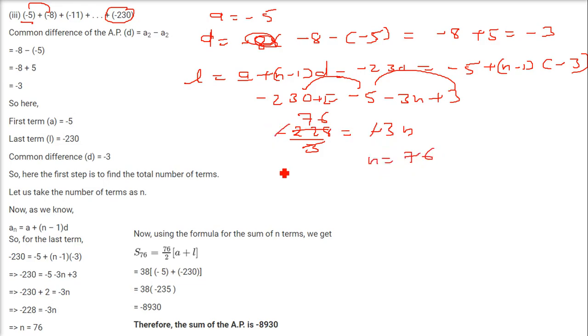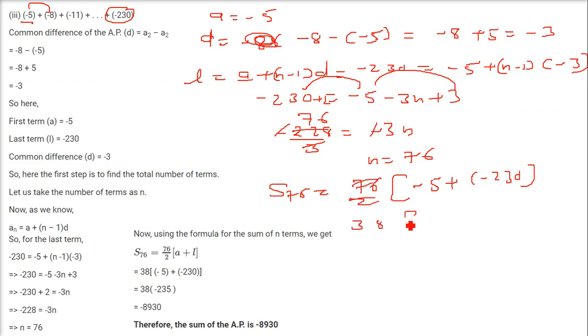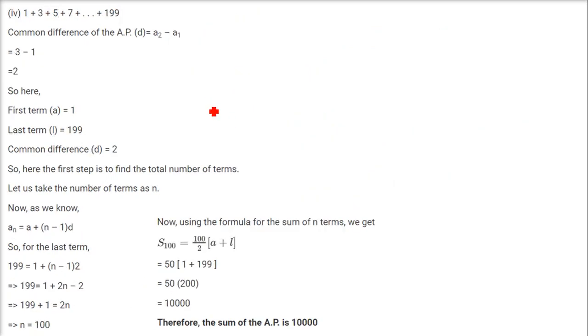Now you have to find out the sum. So n is known, 76 by 2, and a is minus 5, and l is what? Last term, minus 230. So 76 by 2 is 38. Here minus 5 minus 230, this is going to be minus 235. Multiply 38 and minus 235, you get minus 8930. This is the sum of AP.